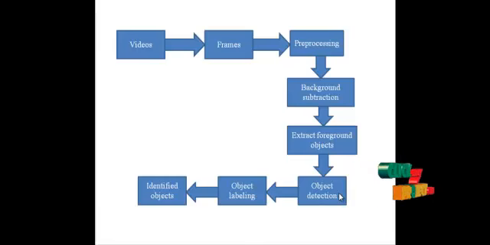For object detection we are measuring values such as the height, the centroid position, and the x and y coordinates of the identified objects. Then they are labeled by calculating in total how many blobs are available in each frame. That process is the object labeling process.